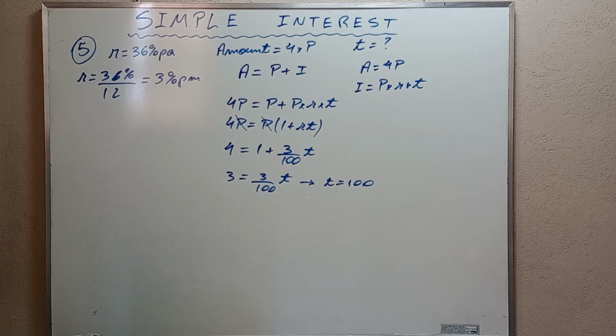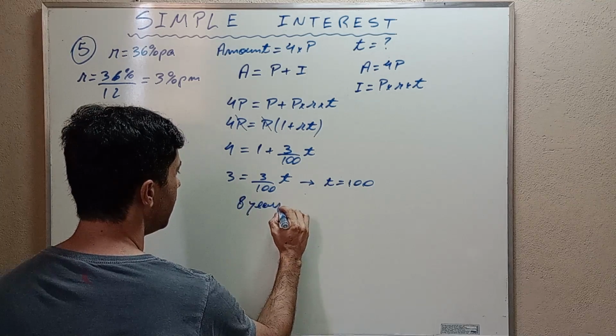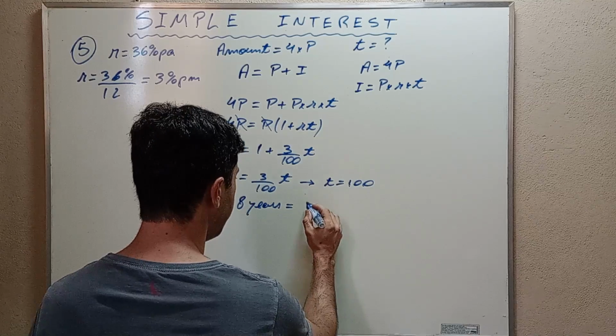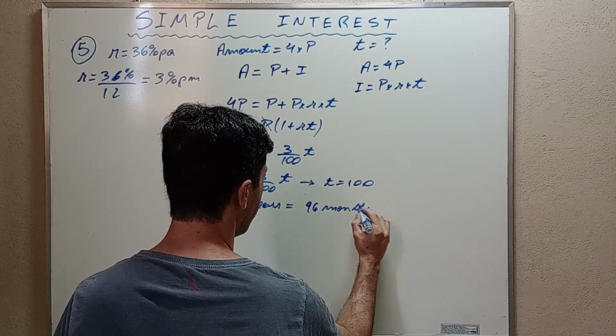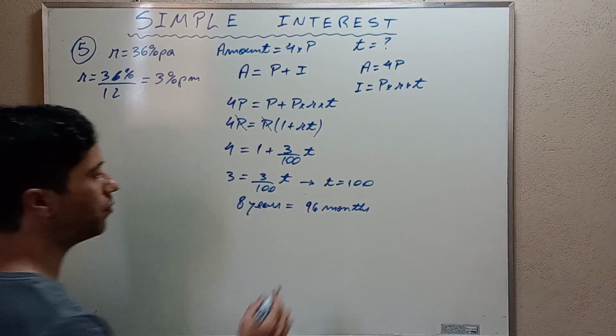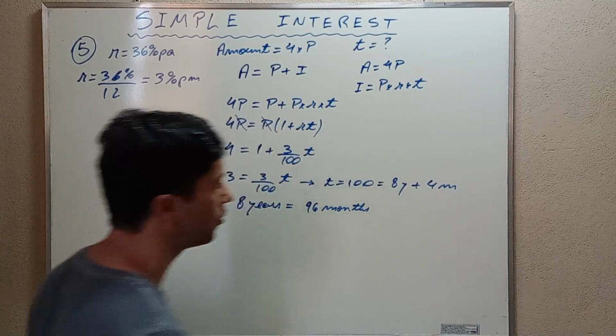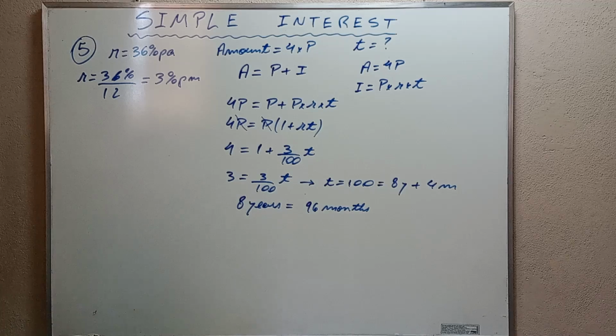And now we are going to convert 100 months into years, okay? Observe that 8 years is equal to 96 months, okay? 8 times 12 is 96, so the time is equal to 8 years plus 4 months, alright? 8 years plus 4 months. Therefore, the capital must be invested for 8 years and 4 months to redeem 4 times the initial amount. Alright, my friends, this is all for question number 5. Let's go to the next question.